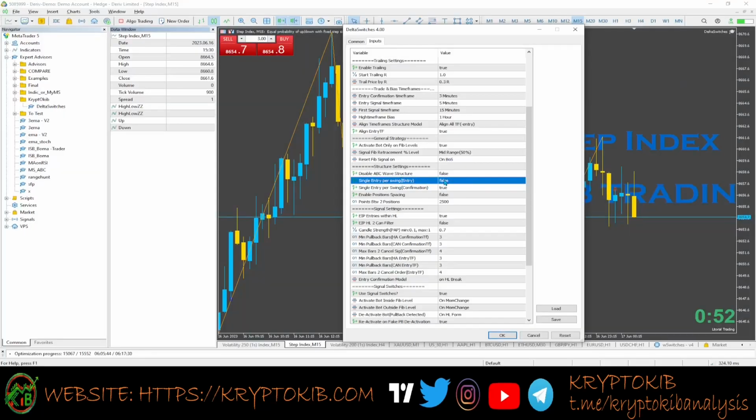So if you have this as false and this as false, that means you are open to any signal being seen. But if you have this as true and this as false, it means on the signal time frame it will take only one trade per that signal time frame, which is this. But if you have this as false and this as true, then it will take multiple trades as it sees signals on this time frame.